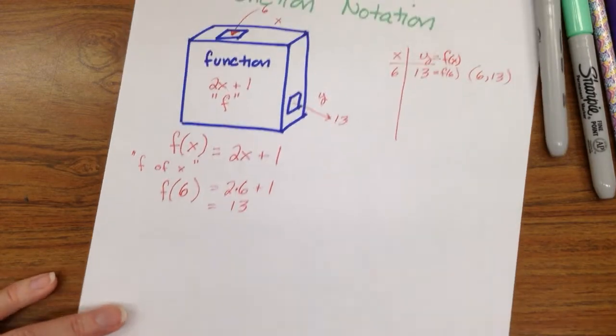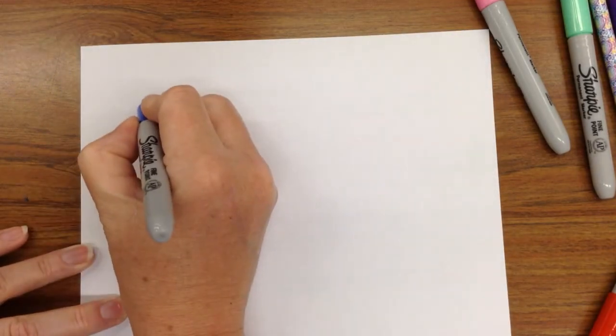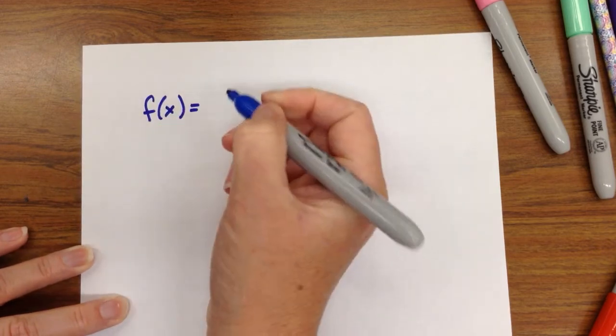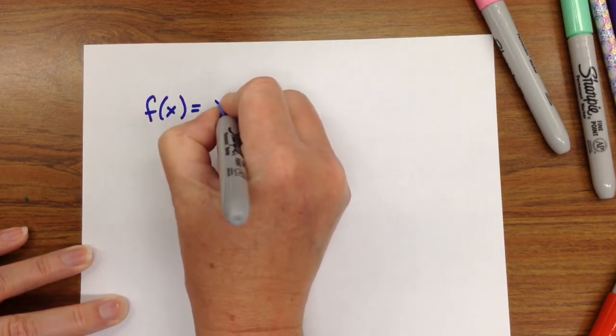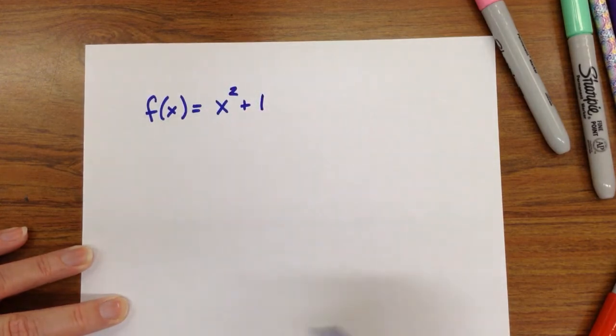All right, check this out. I'm going to give you a couple of functions and I'm going to name them different things. Are you ready? Good. Glad to hear it. Here we go. I'm going to tell you f of x, I'm going to give you a new one here, is x squared plus 1.